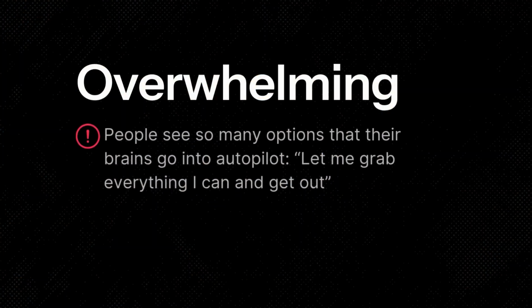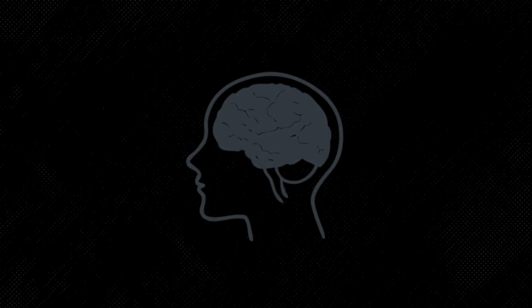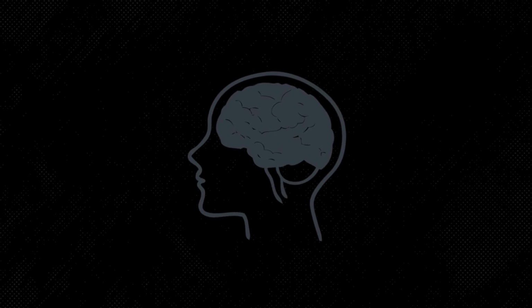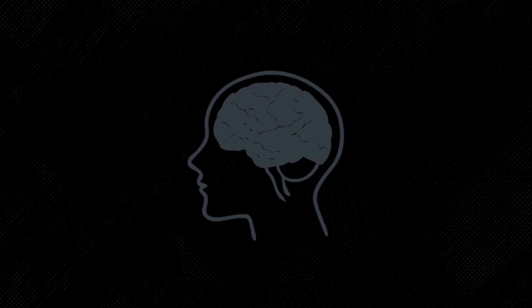People see so many options that their brain just goes into autopilot of like, let me grab everything I can and then I'll get out. They're not even thinking about anything paid. They just see all the free stuff and they want to grab it and then leave. So the main psychological takeaway that I want to give you, if you want to go deep here, is that people tend to avoid making decisions when they're overwhelmed.